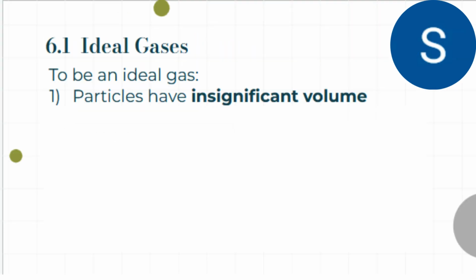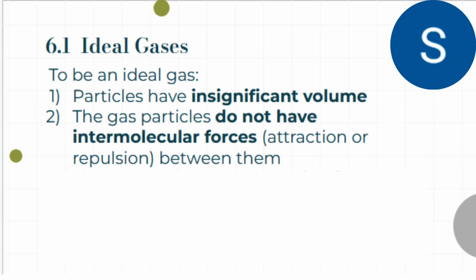To be an ideal gas, an element has to meet certain characteristics. Number one, it must have insignificant volume. What this means is that the particles are extremely small in size or quantity that make it insignificant or unimportant. Number two, the gas particles do not have intermolecular forces. This means that the particles in the gas do not attract or repel each other. You could think of it like the particles ignore each other when they come across one another.